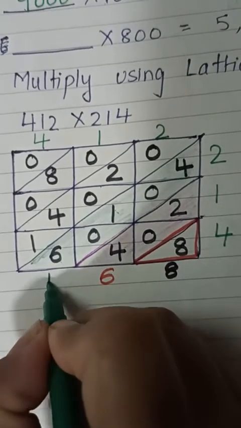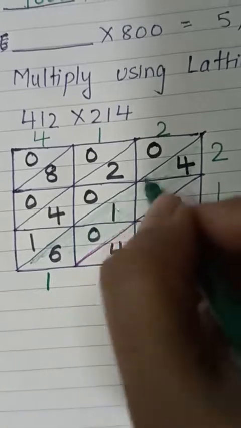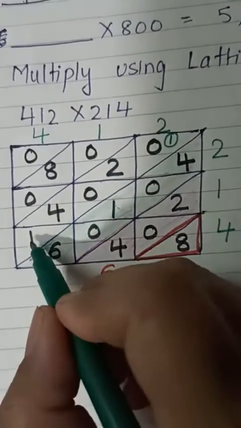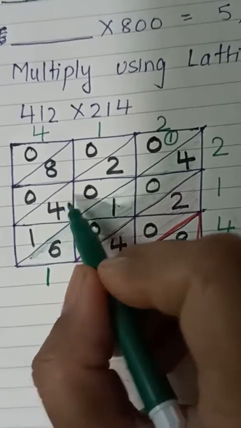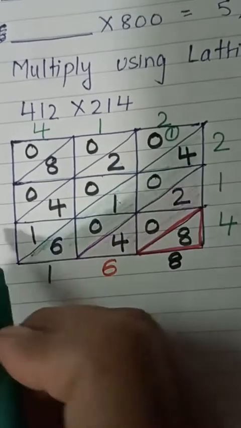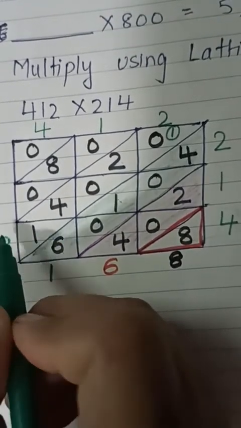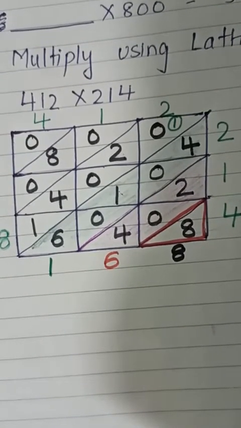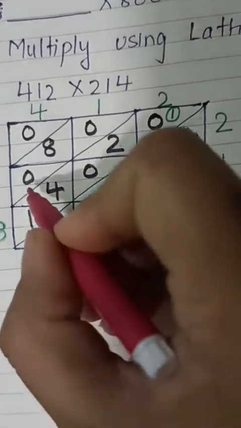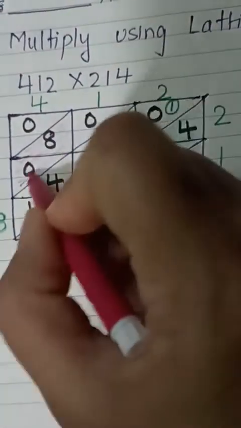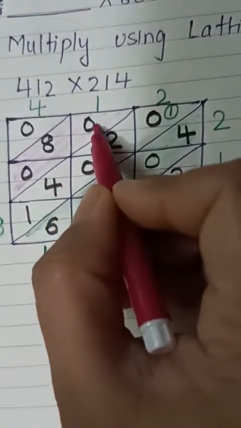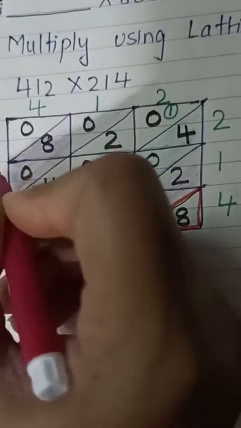Now we have 11. So one will be written here and one will be carried over. Now add this. 1 and 4 is 5, 5 and 2 is 7 and 1 is 8. So we'll write it here. This is another grid. Then we have the next grid, this one. So we are adding diagonally. It is 0, 8, 0. So this is 8 and this is alone, so 0.